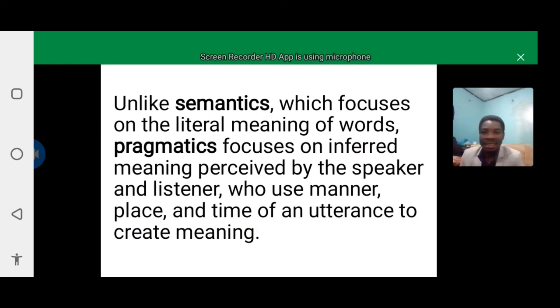Unlike semantics, which focuses on the literal meaning of words, pragmatics focuses on inferred meaning perceived by the speaker and reasoner, who use manner, place, and time of an utterance to create meaning.